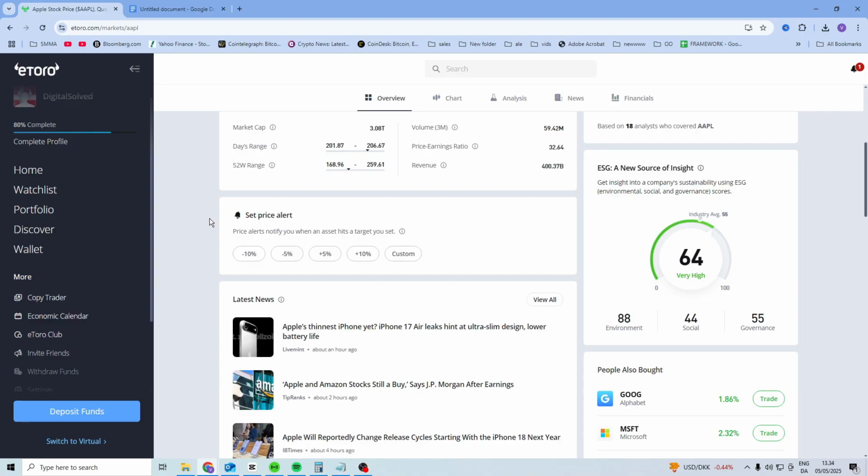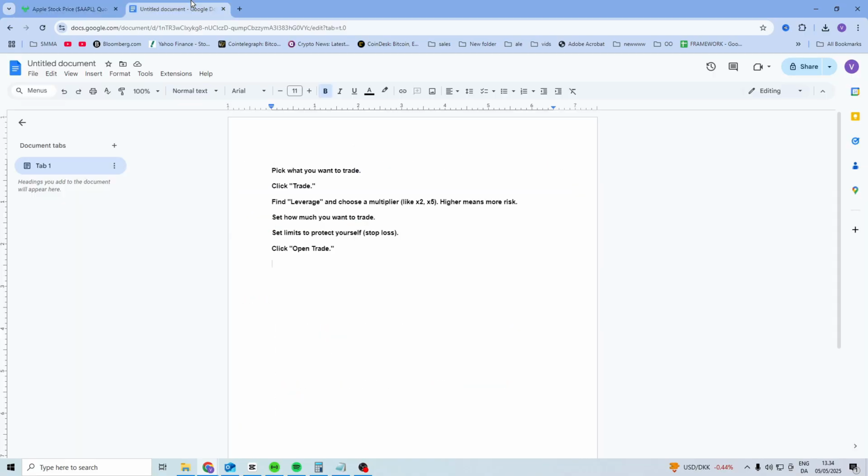So just keep in mind that some people are not even eligible to use leverage. But what you want to do to increase the leverage is just find whatever you want to trade, click on the trade button, and in there you should find leverage if you're eligible and if the thing you're trading is eligible. After that, you can choose the multiplier, and just keep in mind that when you put a higher one, there's also more risk, but also more profit. So just set how much you want, and then you can open the trade.